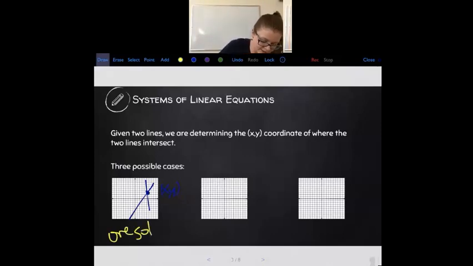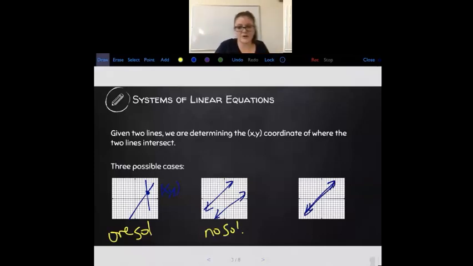The next case is no solution. If we have parallel lines, or lines with the same slope, they never intersect, so there would be no solution. The next case is if we have the same line, which is called collinear, or one line right on top of the other, and this is a case where there would be infinitely many solutions. In this class we're just going to deal with the first type, one solution, but this knowledge might be helpful for your next math class.